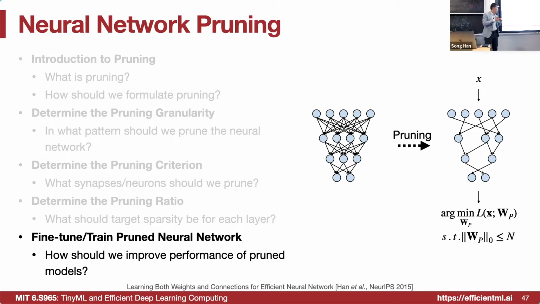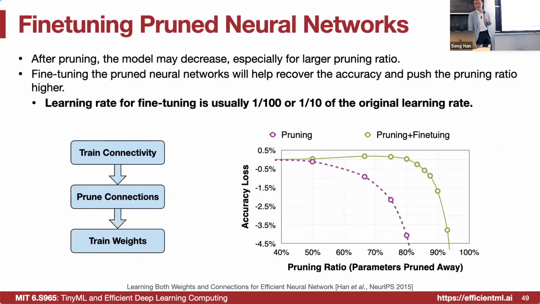And then let's learn how to fine-tune and train a sparse, pruned neural network, and how we recover the accuracy after pruning. A key point when fine-tuning the model is that we need to decrease the learning rate. Since the model is already well trained and almost converged, but we nudged it away from the local minimum, we usually use 1% or 10% of the original learning rate while fine-tuning.